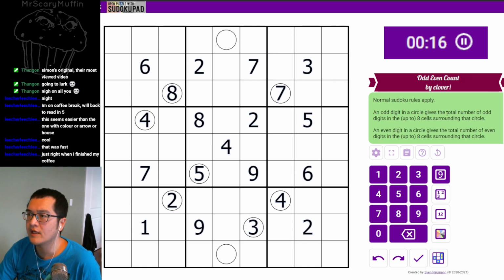Alright, odd even count. Oh, I love these ones. Maybe. This actually doesn't look like my typical odd even puzzle. Alright, an odd digit in a circle gives the total number of odd digits in the 8 surrounding cells around that circle. Oh my goodness. Okay.